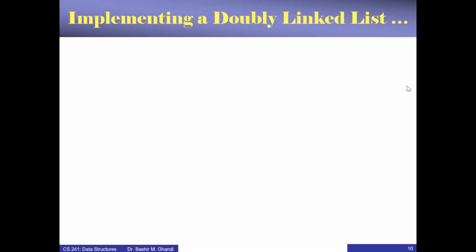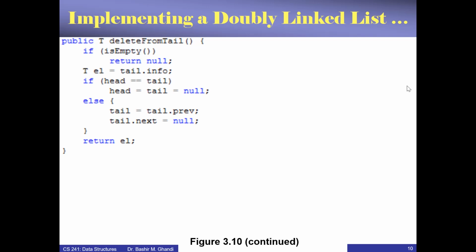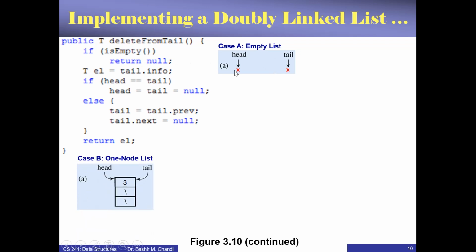Delete from tail is very similar. I will go over it quickly. Again, we have the three scenarios: it's empty, it's only one node, and it's more than one node. If it's empty, there is nothing to do other than just returning null, just like delete from head. Similarly, if the list has only one node where head is equal to tail, there is nothing to do other than emptying the list, so head equal to tail equal to null. The node will have no reference, so it will be garbage collected.